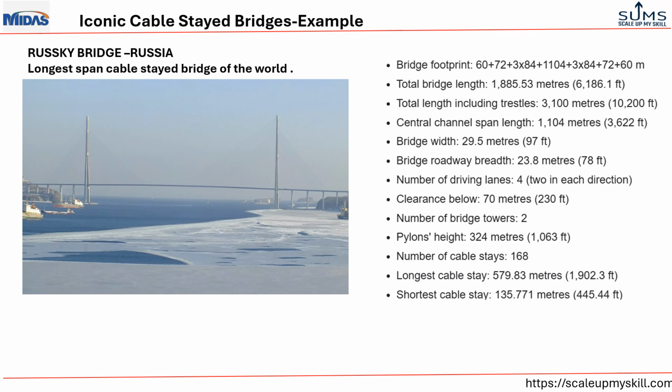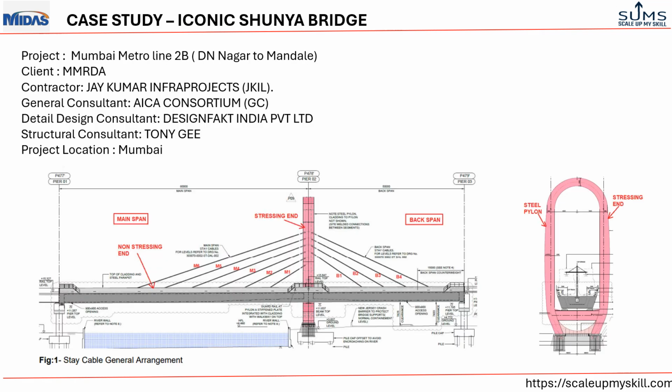This is one example of an iconic cable stayed bridge. The bridge name is Russky Bridge, Russia, and it has the longest span cable stayed bridge in the world, with a maximum length of the main span of 1104 meter, and the maximum height of pylon is 324 meter, and the total length of the bridge is 1885 meter.